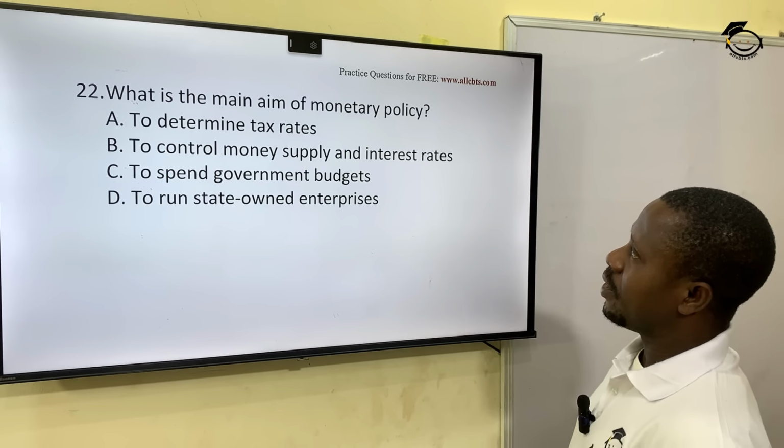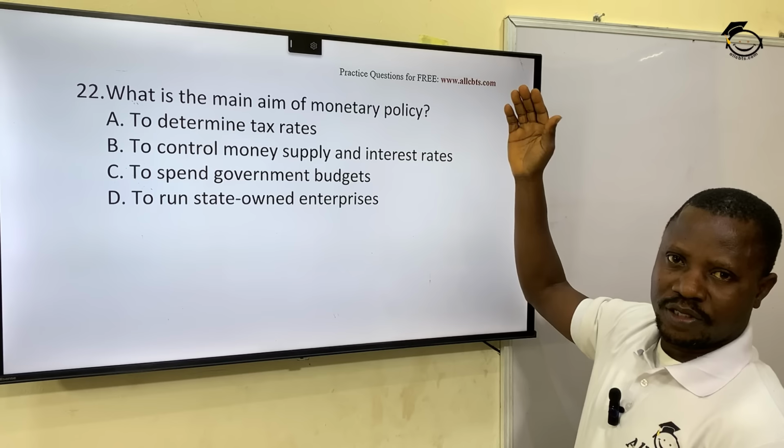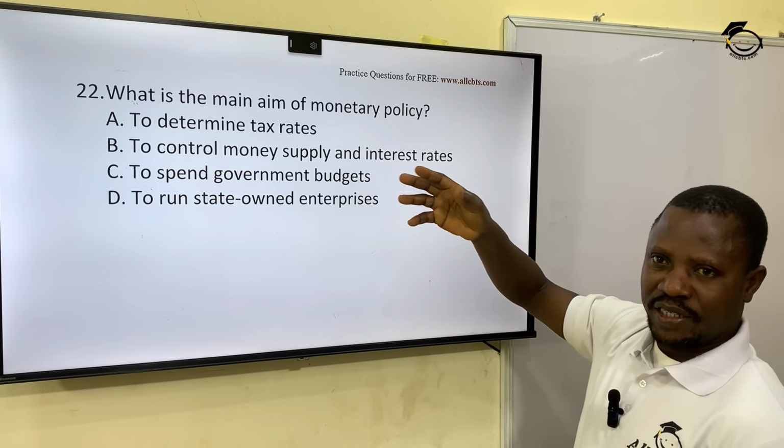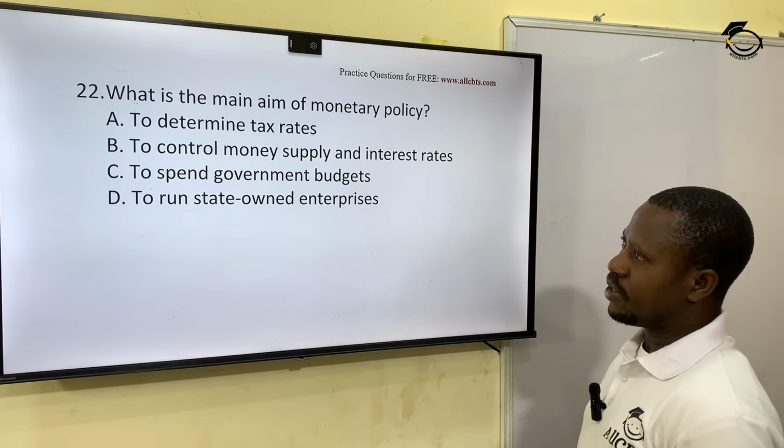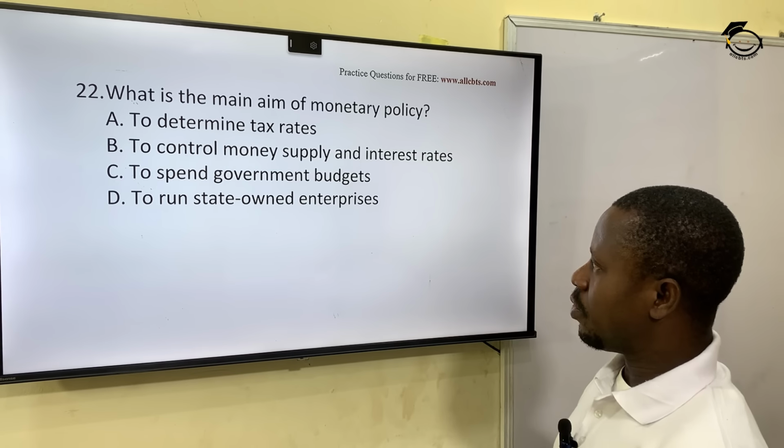What is the main aim of monetary policy? I also mentioned this earlier when I was talking about central bank policy: to correct inflation or deflation, to determine tax rates, to control money supply and interest rate, to spend government budget, to run state-owned enterprise.